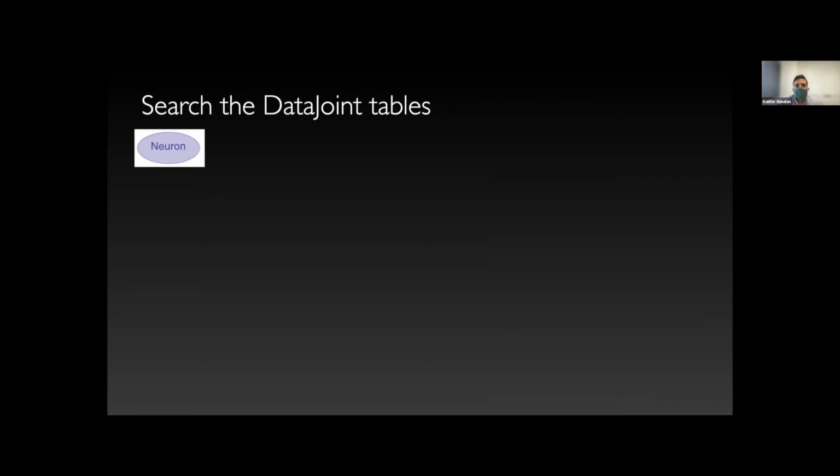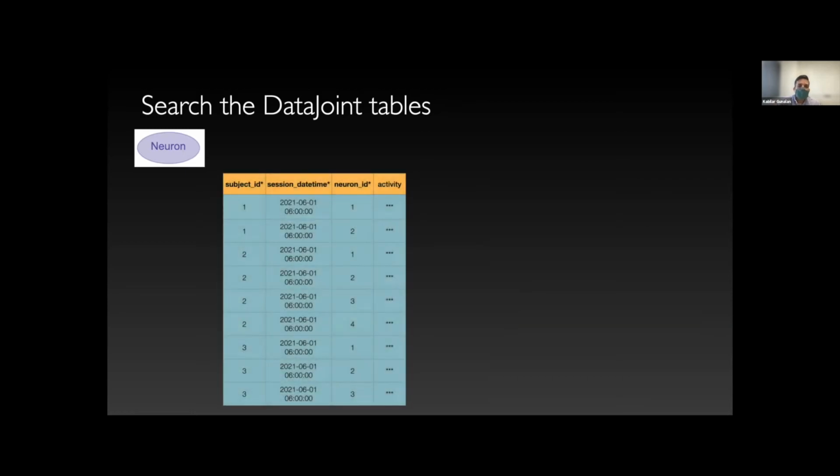So let's go back to our neuron table and talk about how you can search for data. Let's say we've actually been doing a lot of experimental sessions. So we have, in this case, 3 subjects, but you can imagine there's hundreds of subjects, hundreds, thousands of experimental sessions, and you want to find one specific neuron to plot. How would you actually do that?